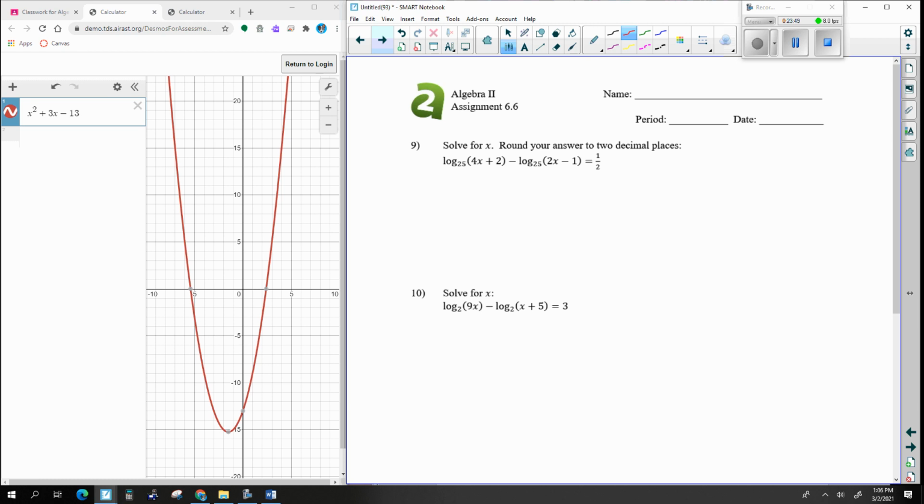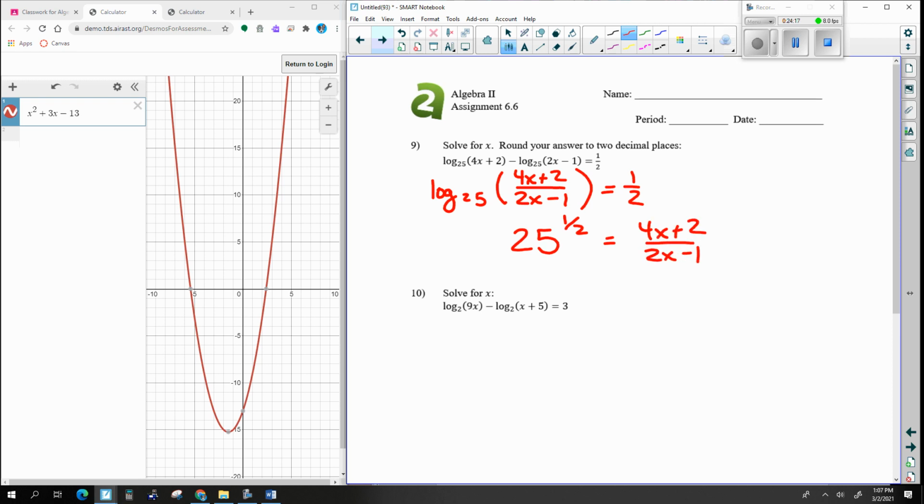Okay, here we go. This is a division, so log base 25 of 4x plus 2 over 2x minus 1 is equal to 1/2. All right. Log on one side, rewrite it. So the base is 25, so 25 to the 1/2 is equal to 4x plus 2 over 2x minus 1. All right. 25 to the 1/2 is the same thing as the square root, so this is 5.